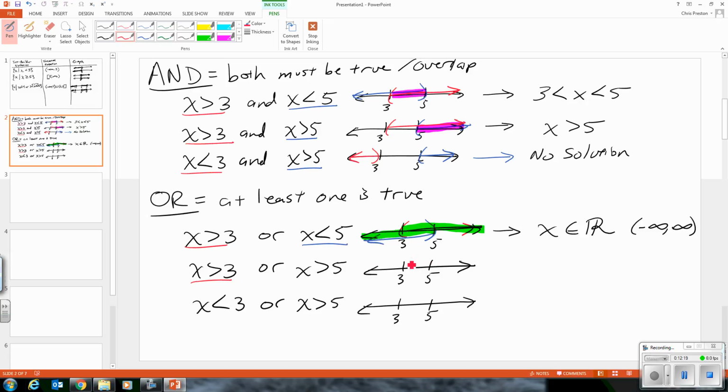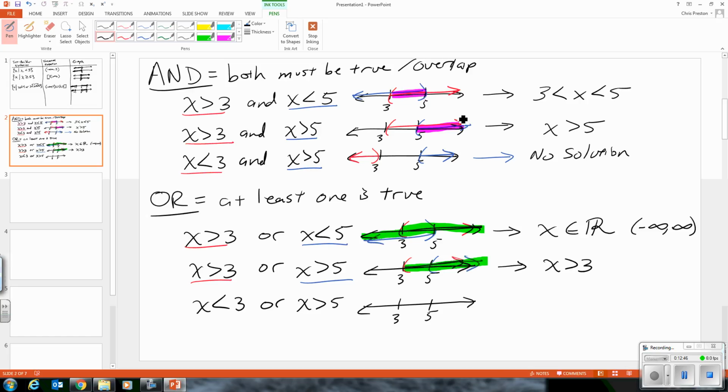So now let's look at the second case. X is greater than 3. X is greater than 5. So where is at least one true? Well, starting just past 3, this red one's true, and once I pass 5, both of them are true. So this answer is x is greater than 3.